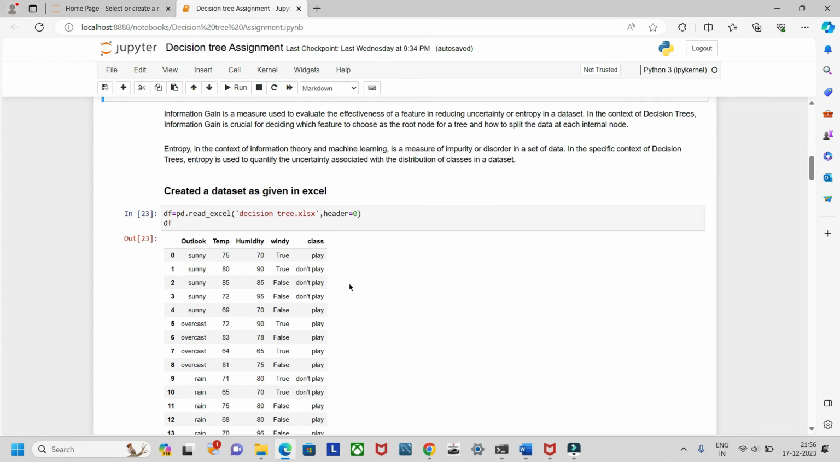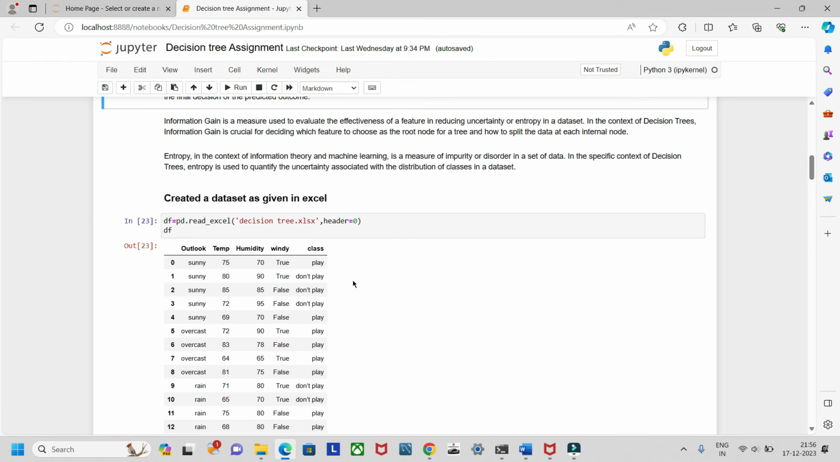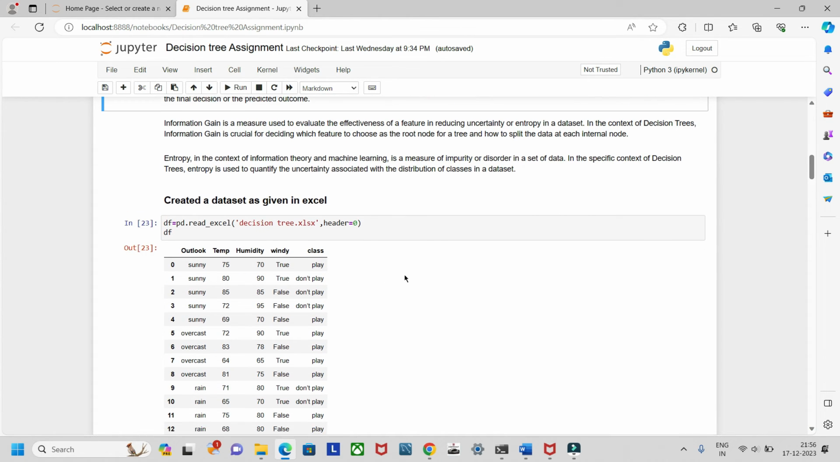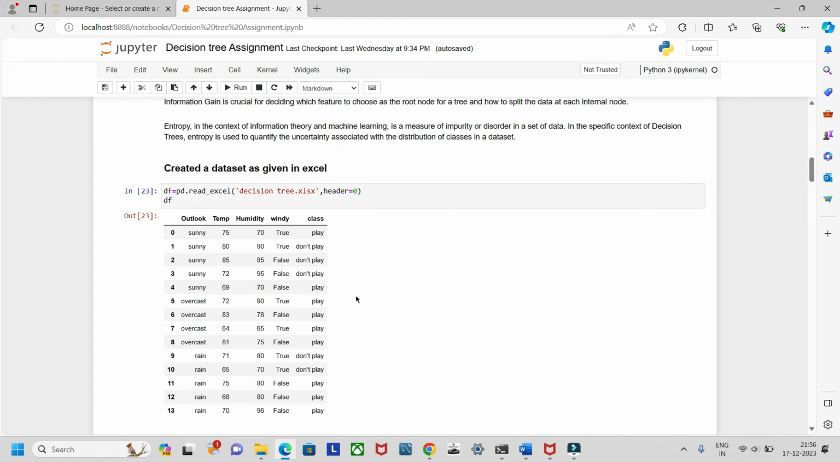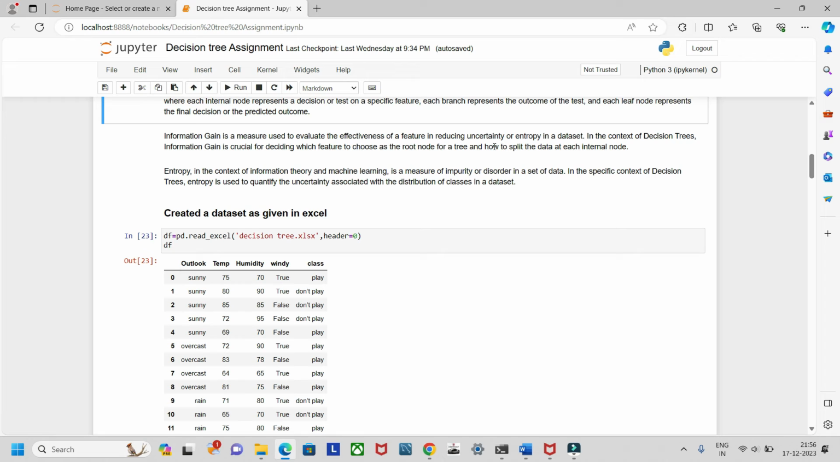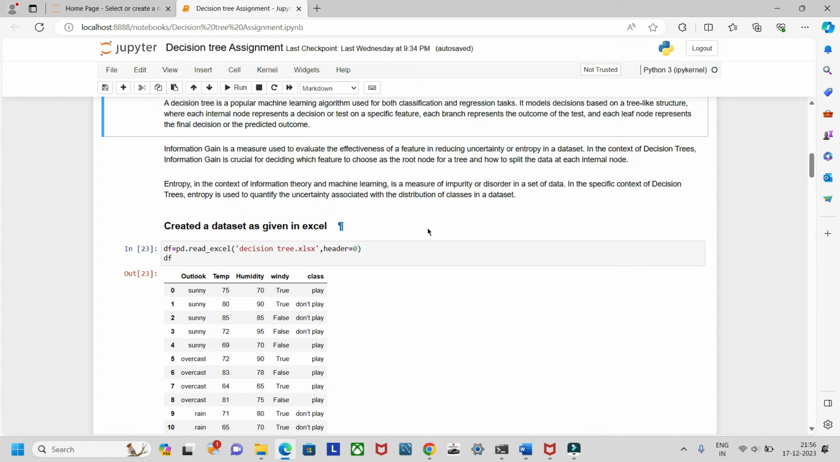Basically, in classification you have two kinds of things. In binary classification, we have yes and no, true or false, play, don't play, etc. There can also be multi-class classification, but we are not going to do that here. This is a binary classification problem. And regression is nothing but continuous values, like predicting the salary or the household price, etc.